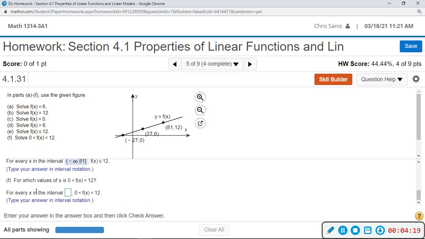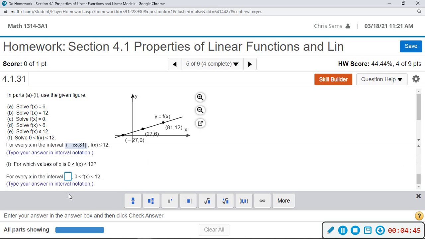Alright, so now we're going to find all the x values where y is between 0 and 12. So here y is 0, negative 27, and then up here y is 12. Notice the inequality symbols, they do not contain equal to, so we will not use brackets, we will use parentheses. So that is from negative 27 to 81. That gives us 0 to 12. So parentheses, negative 27 up to 81. So just describing that interval where those y values are between 0 and 12.